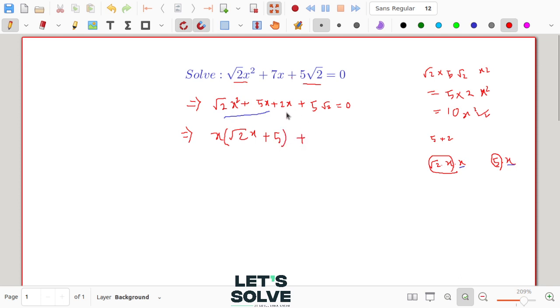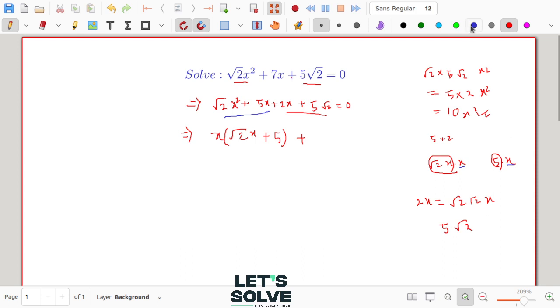Now between the next two terms we have to take a common factor. What will be common here, let's see. Here 2x and here 5 root 2. Generally we cannot see anything common, so we have to find it. So 2x we can write as root 2 into root 2, which is 2, and then x, and the second term is 5 root 2.